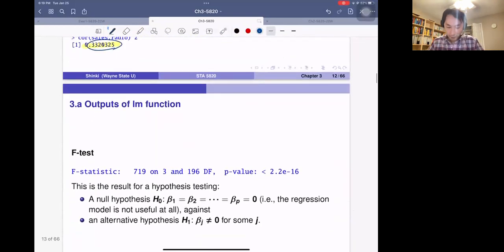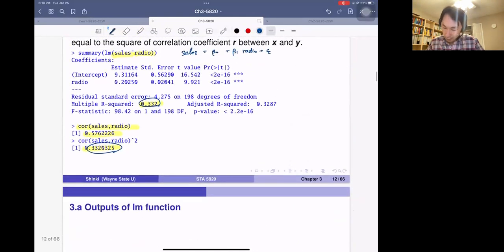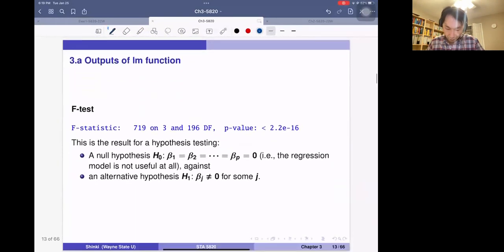Okay, do you have any questions? If not, the next one. We have the last line of the linear model output, the F statistic. The F statistic is equal to 719 on degrees of freedom 3 and 196, and the p-value is less than this. This is actually the smallest possible positive number in R. So the p-value is very small.